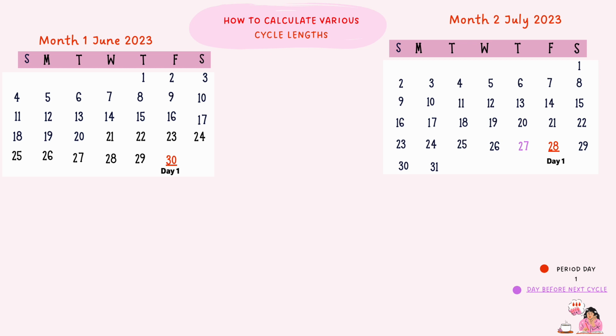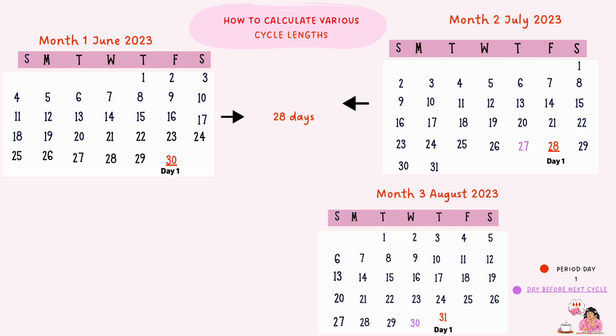So the 30th, day 1 of menstrual bleeding, up until day 27, the day before the next menstrual cycle begins, or the day before bleeding occurs again, is considered to be one cycle, and we're going to count the days in between the 30th and the 27th, and we end up with a 28-day cycle.